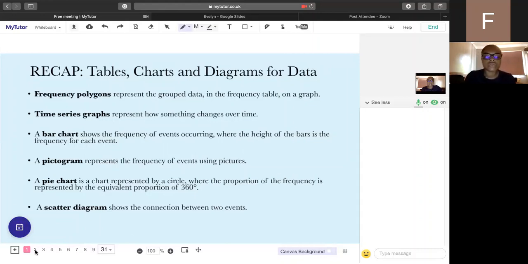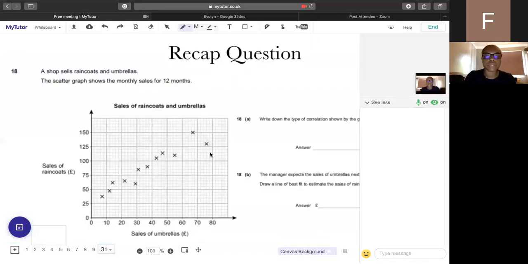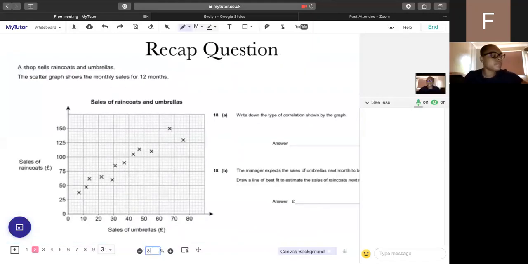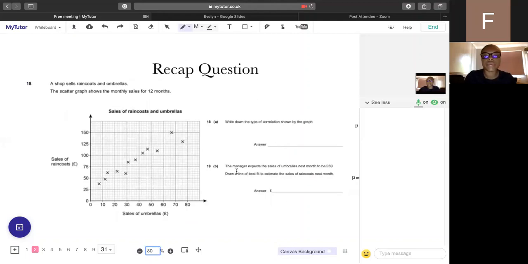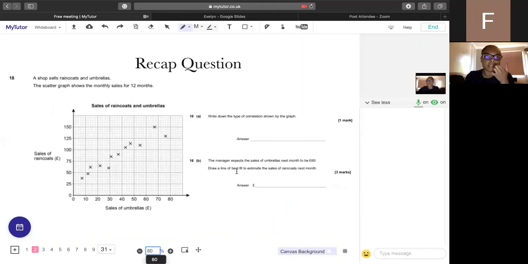So just to do a nice quick recap of this material, let's go through a few practice questions. So this is a past paper exam question. A shop sells raincoats and umbrellas. The scatter graph shows the monthly sales for 12 months, and we have our scatter diagram here. So part A wants us to write down the type of correlation shown by the graph.